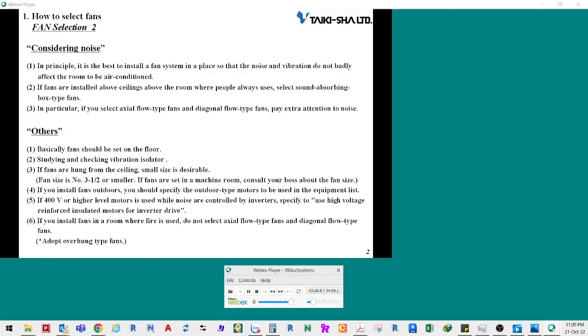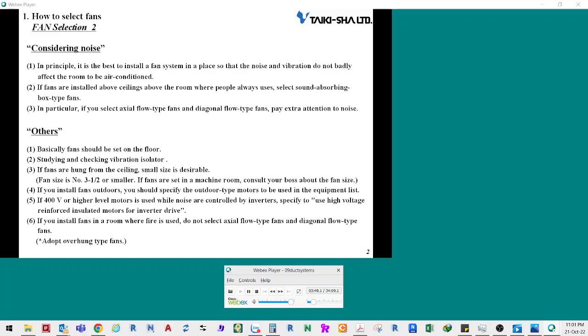In particular, if you select axial flow type fans and diagonal flow type fans, you should pay extra attention to the design. Numeric values corresponding to the noise toward a duct and the noise toward the equipment side are indicated in the blocks for noise level. If you calculate noise, use the value corresponding to the noise toward the equipment side.